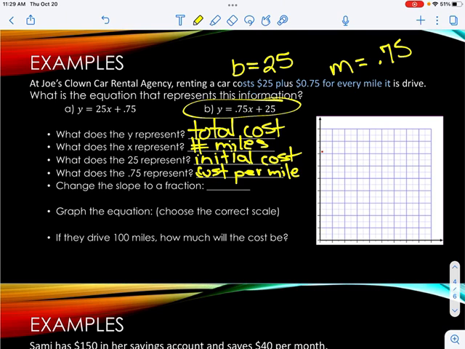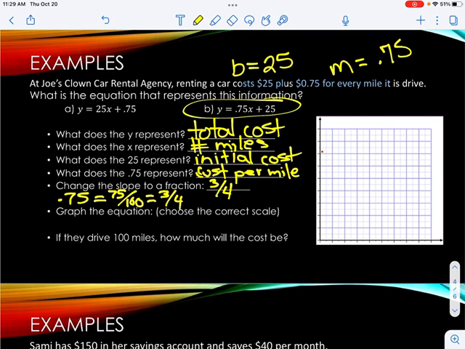Now, when we look at this, to change the slope to a fraction, there's a couple ways I can do that. Number one, I can maybe know it by memory, but if I don't, remember to change a decimal to a fraction, we take the number and we put it over its place value name. The 5 is in the hundreds, so 75 over 100, which is 3/4.